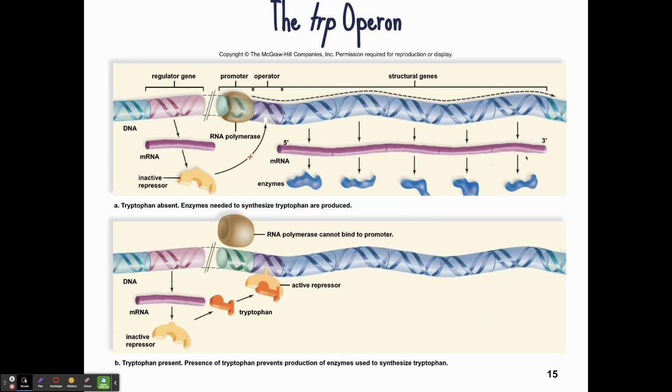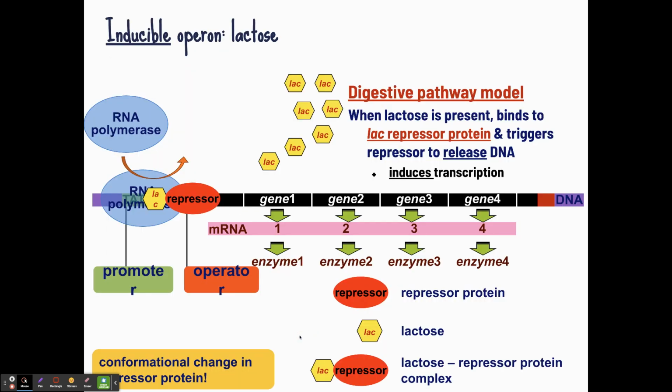However, once it makes enough tryptophan, now what I want to do is shut it off. I want to be able to shut it down. So to do that, tryptophan is going to attach to the repressor, and then it's going to turn off my operator. Once it turns it off, RNA polymerase cannot read the gene, okay? And it can't make the mRNA. If it can't make the mRNA, it's not going to make the enzymes.